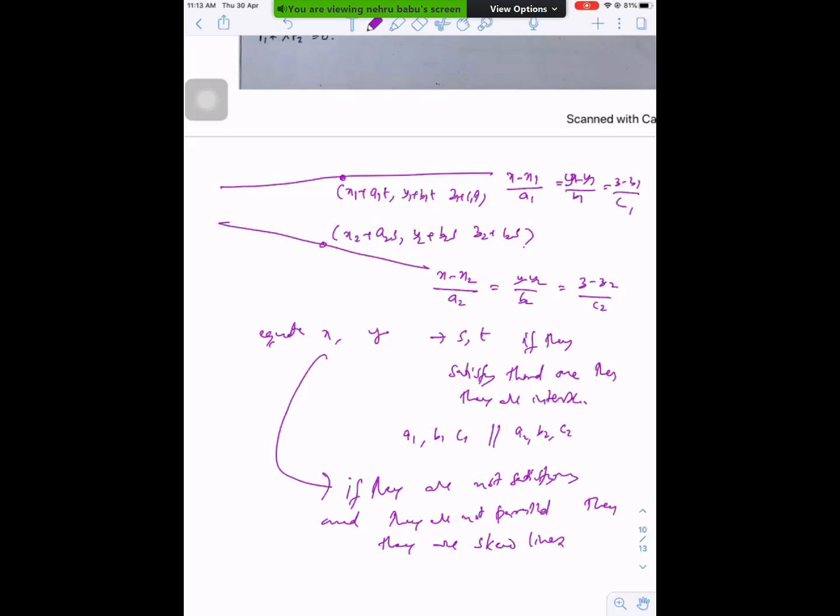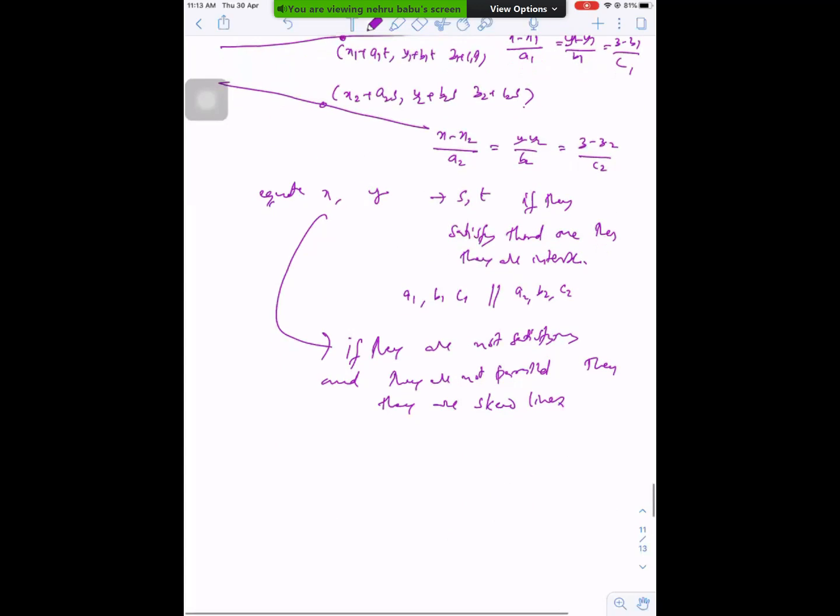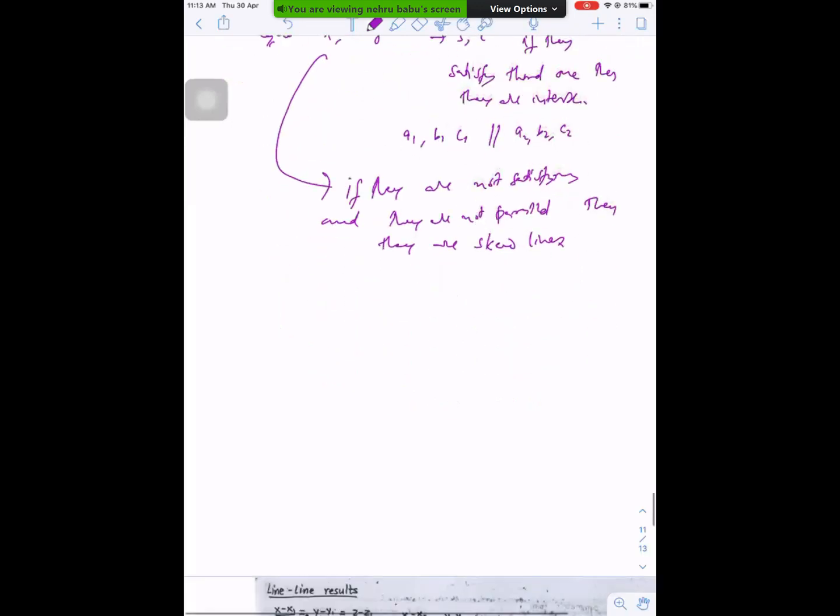So with the help of this, you can handle the two-lines cases. Are they intersecting or not? If they are intersecting, what is the point of intersection? The same technique. If they are skew lines, we already discussed it. We started with that concept in the first class, the end points of the shortest distance. All those things you can find.